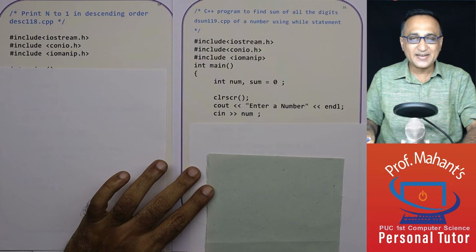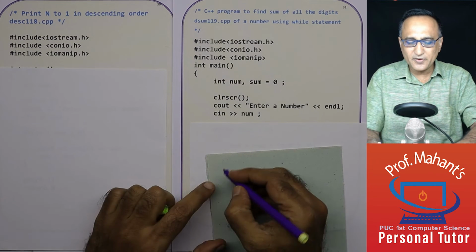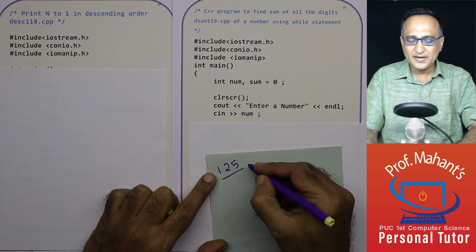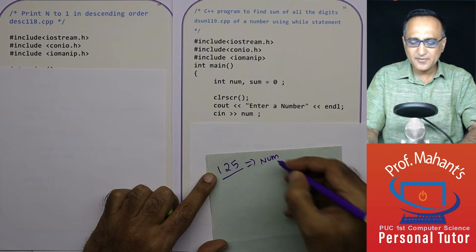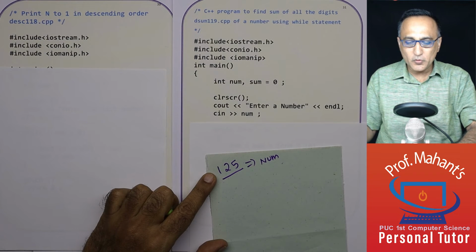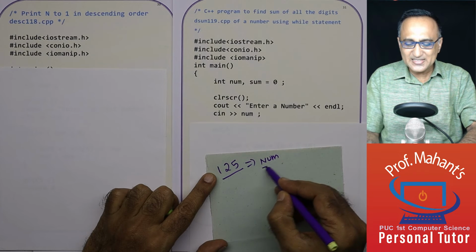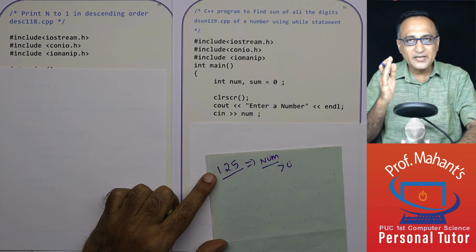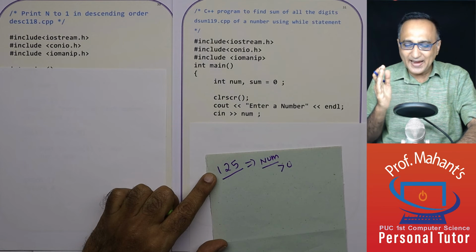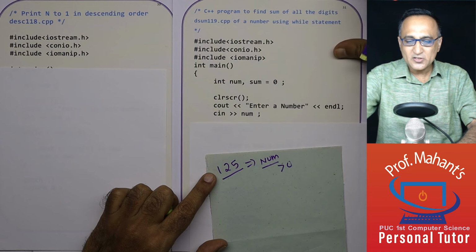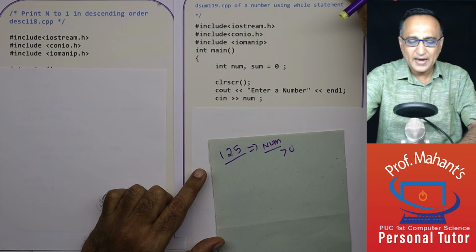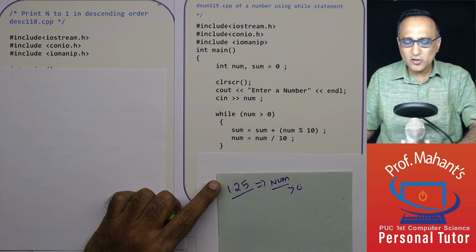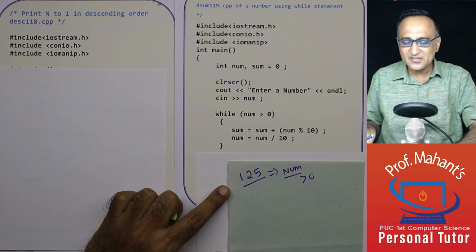So let's say the user enters some number. Let's take our favorite example, 1, 2, 5. 125 is the number entered by the user. All right. Now, what I am going to do here is, as long as this number is greater than 0, I am going to break down this number into its individual digits and add the individual digits to sum. So let us see how that particular thing happens. So here it is. How long should we continue processing? As long as the value of number is greater than 0.